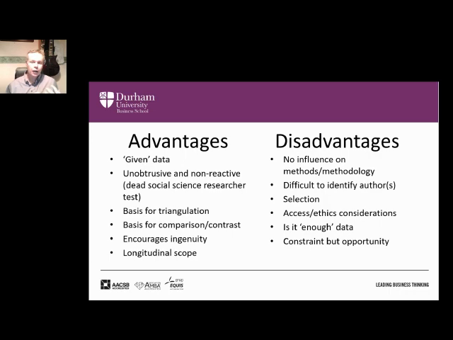It's what we call unobtrusive, and it's non-reactive. So your role as a researcher doesn't directly influence that data because it's already out there, in the way that an interview would or an observation would.